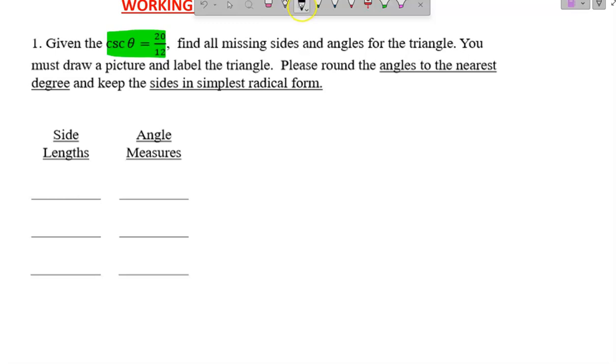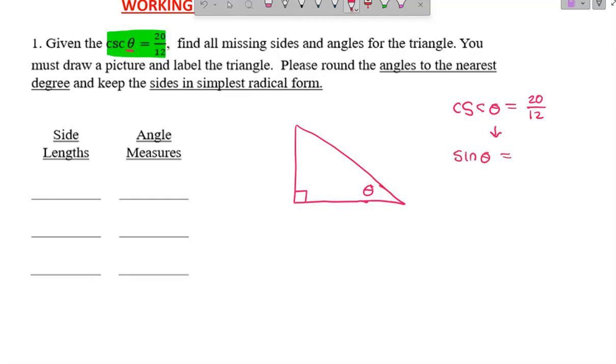So the first thing I'm going to do here is draw myself a picture and visualize what we have going on. So right away, just draw any old right triangle. I am going to label a theta in a specific spot, remembering that that's one of my acute angles, which we will be solving for at some point. But now here's the main thing I want you to remember. When we're given cosecant, in this case, as 20/12, what I will often do right away, because I am more comfortable with this, is recognize that that's actually just the reciprocal of the sine ratio, which is 12/20.